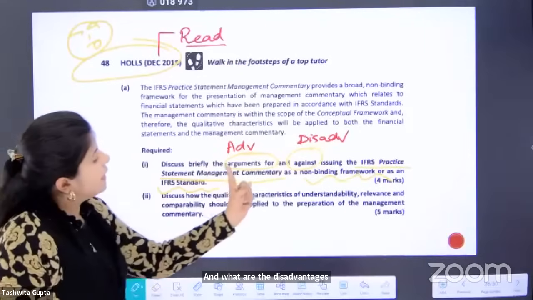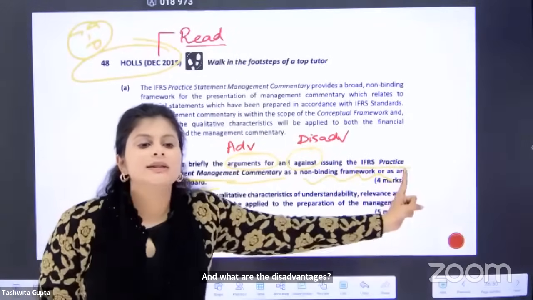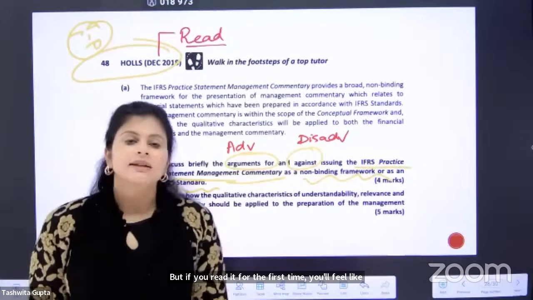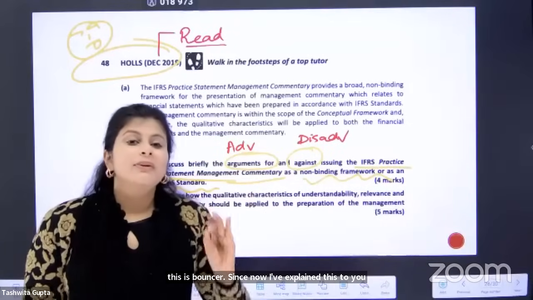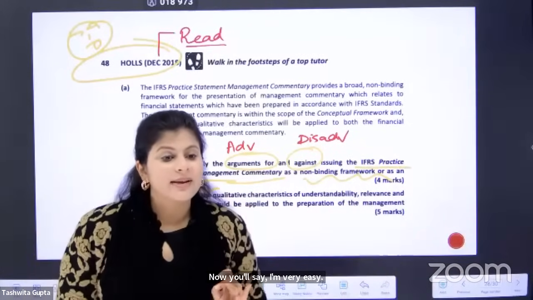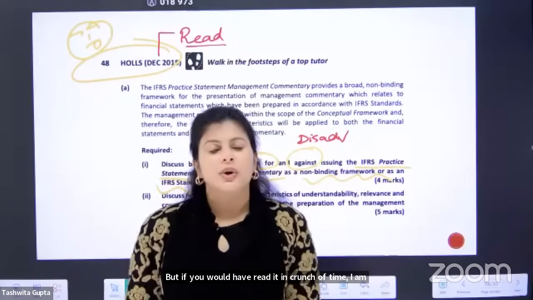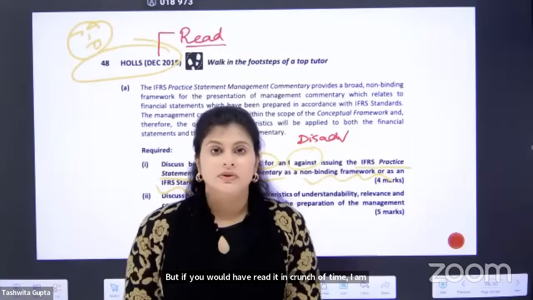But if you read it for the first time, you'll feel like this is a bouncer. Since now I've explained this to you, now you'll say, ma'am, very easy. But if you would have read it in a crunch of time, I am damn sure, 100% sure you would have said this was a bouncer question, totally out of syllabus.